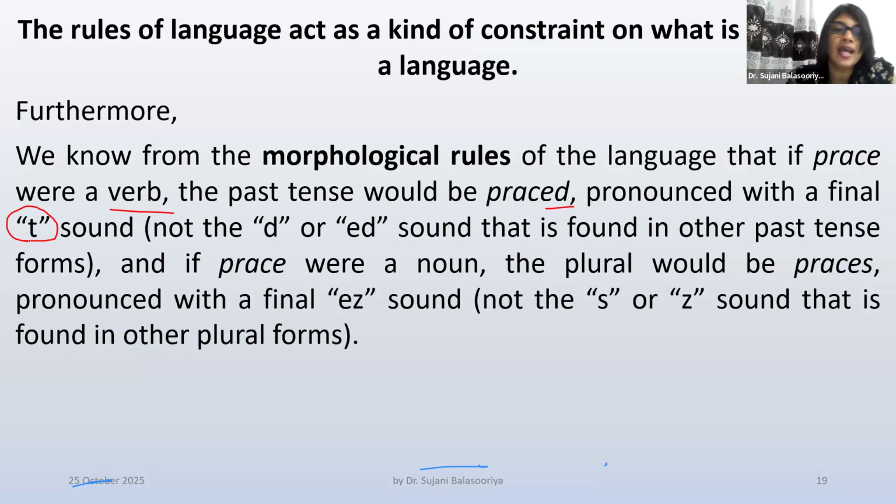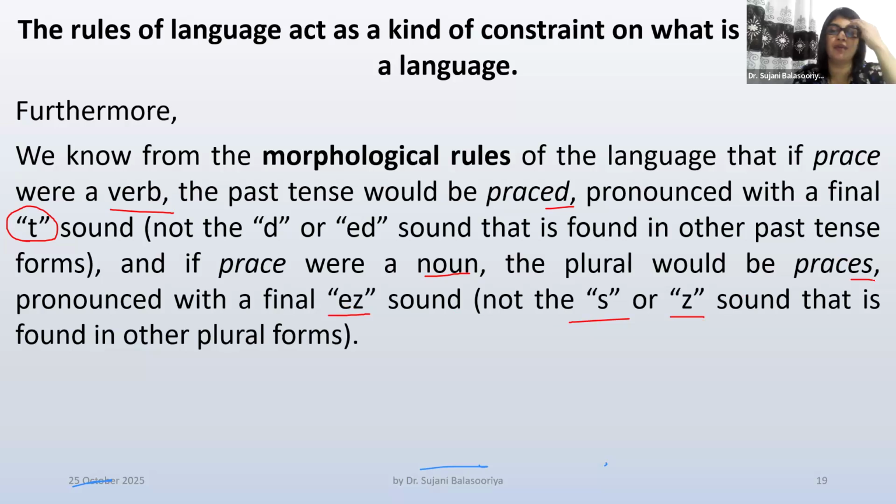That is one constraint. And the other example, if pract were a noun, then how do we form the plural? By adding, yes, pronounced with the final s sound. Is like presses. Phrases. It's like this. Not s or z. Not these two sounds. So even if you want to produce phrases, the plural form, by using s or z, you can't. It will be iz, like phrases. This latter part. It's like that.